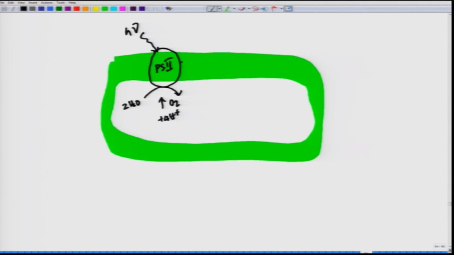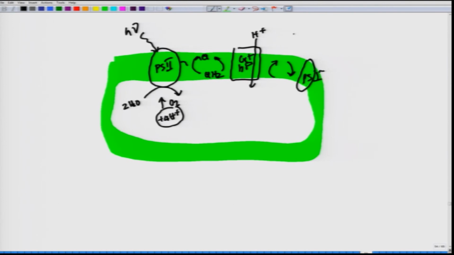Now this electron is traveling through QH2, referred to in the previous lecture, Q, and it is coming to the cytochrome BF complex, if you remember. There also I told you that there is a proton gradient being created. There is a proton gradient created out here, okay. Then through plastocyanin and everything, the electron moves to photosystem 1, PS1. At PS1 also there is a proton gradient which is created.